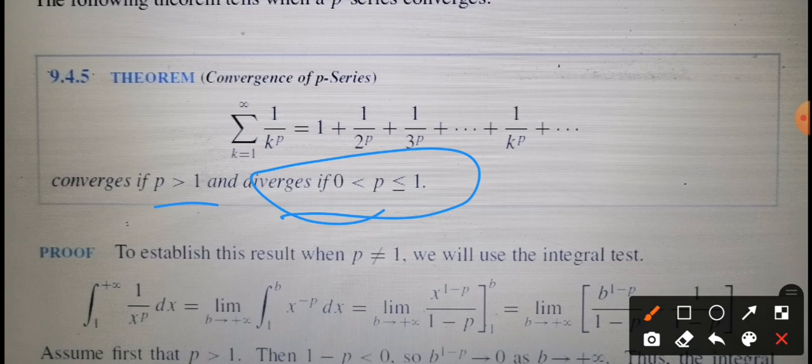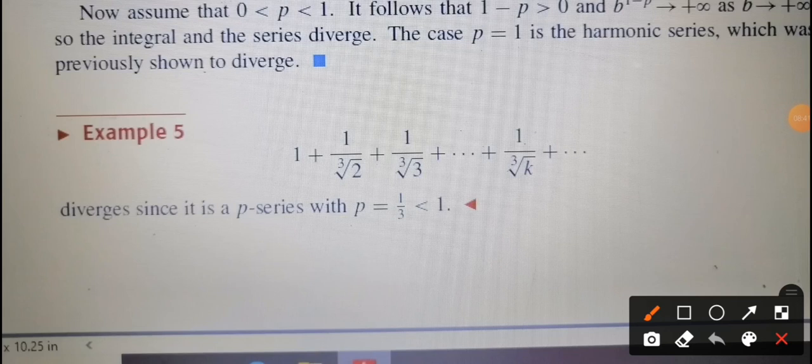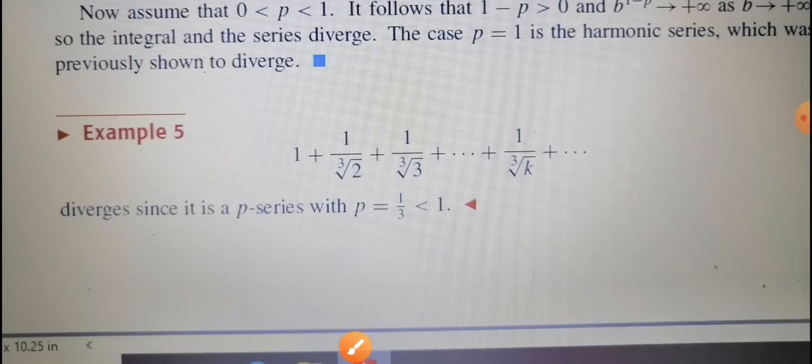We impose the condition 0 less than p less than or equal to 1 because we have already imposed the condition that p must be greater than 0. So if p is less than or equal to 1, the series is divergent, and if p is greater than 1, the series will be convergent. For example, here we have a P series with p equal to 1 by 3, which is less than 1, so the series will diverge in this case.